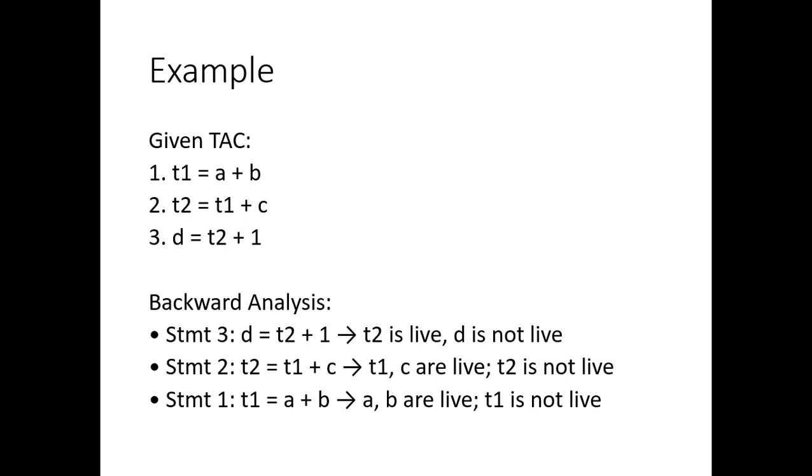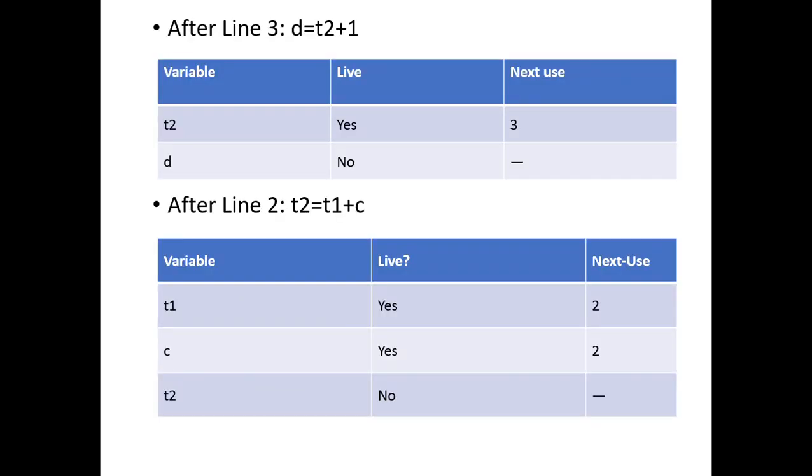Let us see one example. The given example is a three-address code. The first line is t1 equals a plus b, t2 equals t1 plus c, d equals t2 plus 1. Let us see the symbol table.